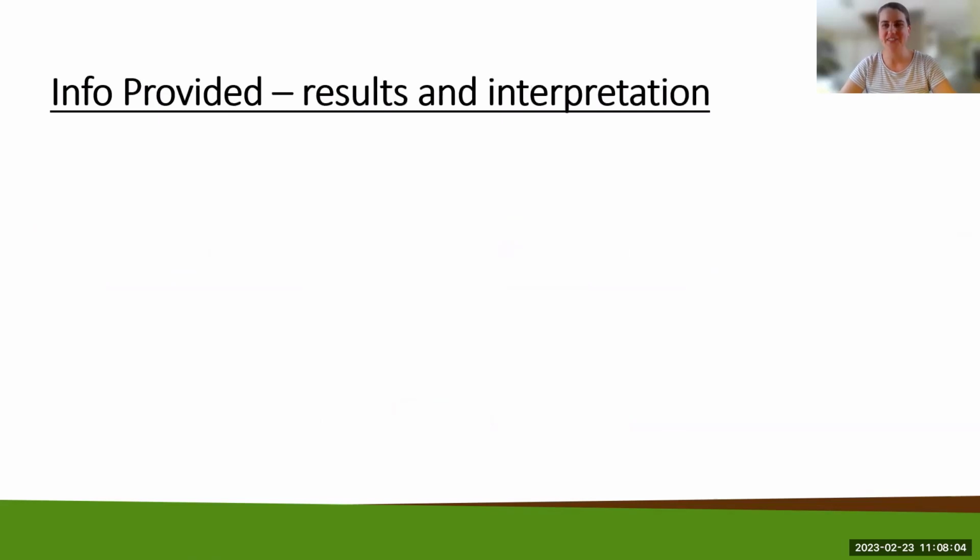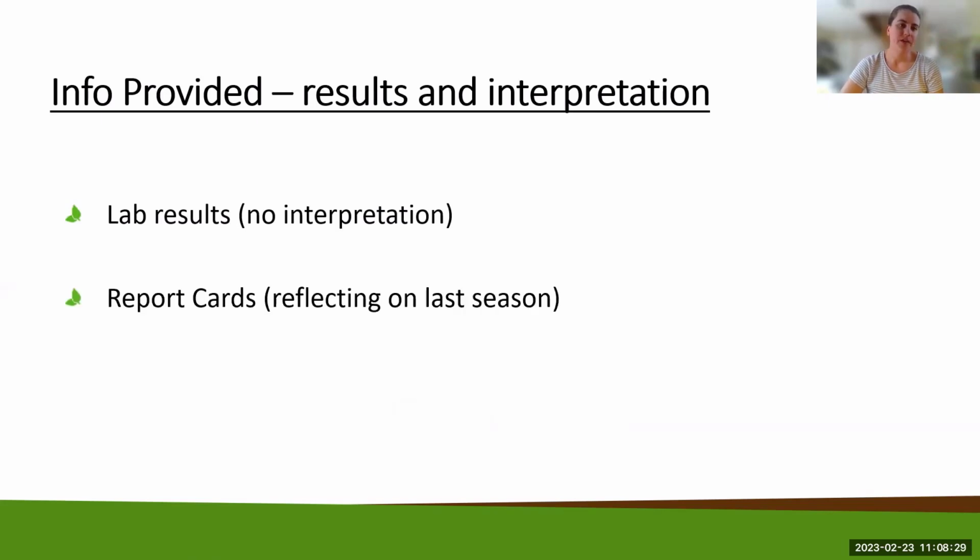Okay, so once I have collected information from the growers, I'm going to take that and provide some results and interpretation back to them. And there's usually 3 different packages that we do with growers. So one is just straight up the lab test information, no interpretation other than maybe what the lab provides on their reports as a standard.